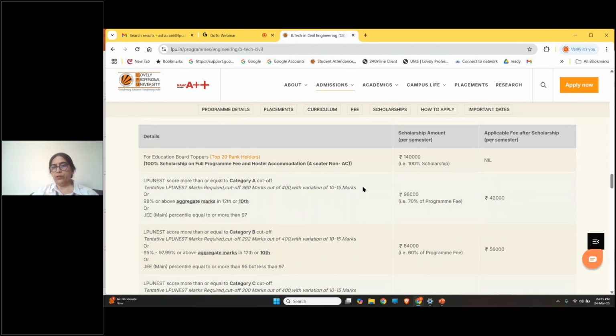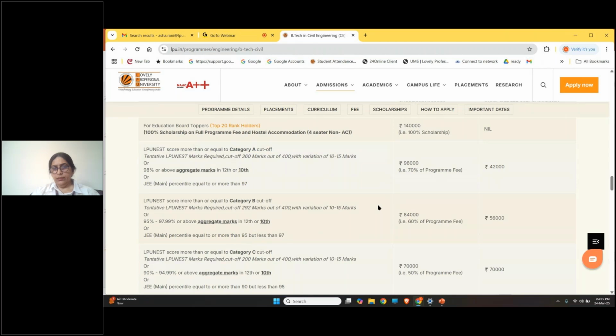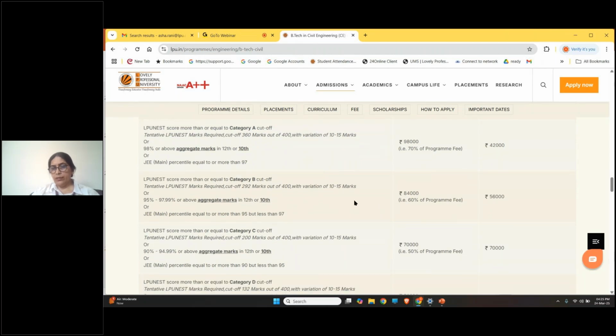If your name is appearing among the top rankers, sorry, board toppers, then you will get a 100% scholarship. You will not be charged any fee. And we are also offering a free residential facility, a four-seater standard room. And accordingly, as per your score in your LPU NEST or your percentage in 10th or 12th, and if you are applying after 25th of March, meaning after tomorrow.